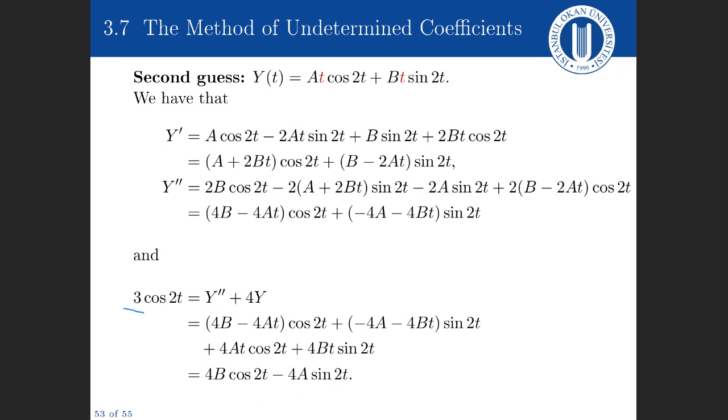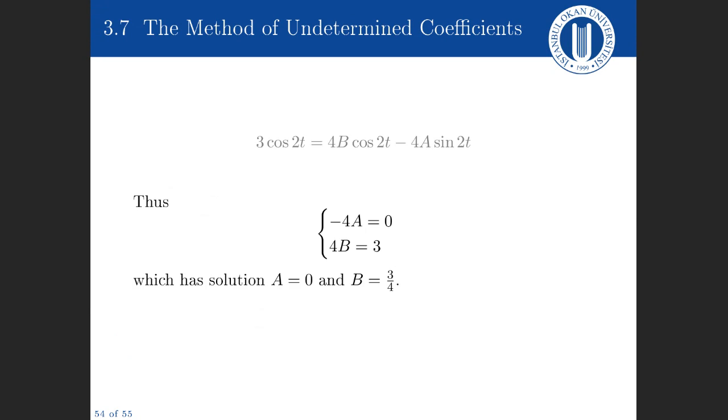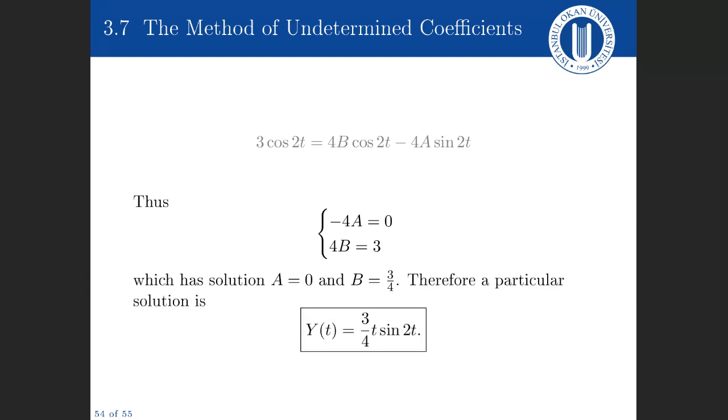On the left, we have 3 cos. On the right, 4B cos. These must be the same. On the right-hand side is minus 4A sine. On the left is 0 sine. So A must be 0, and B must be 3/4. And then we can write down the particular solution. Therefore, a particular solution to this equation is 3/4 t sin 2t.